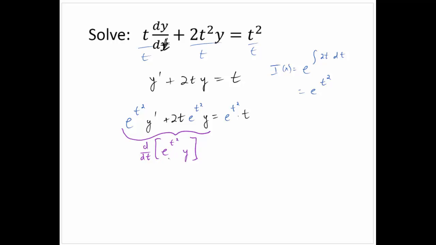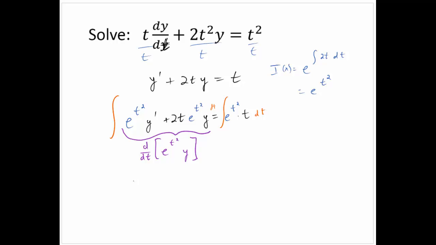Plus, then I'd have to take the derivative of e to the t square. That would be e to the t square times the derivative of t square, which is 2t, and we'd leave the y alone, so that works out. So I'll integrate both sides, and I'll put in a dt just to be safe here.